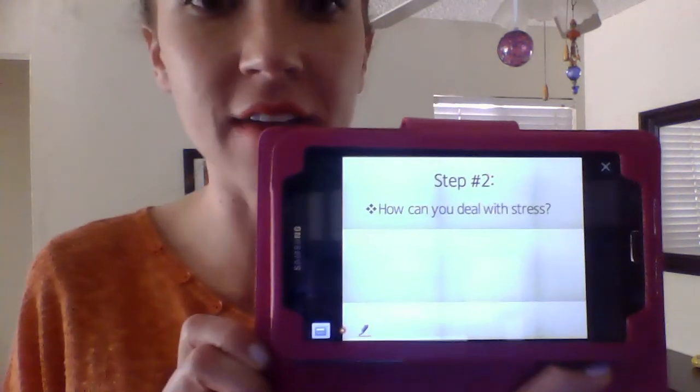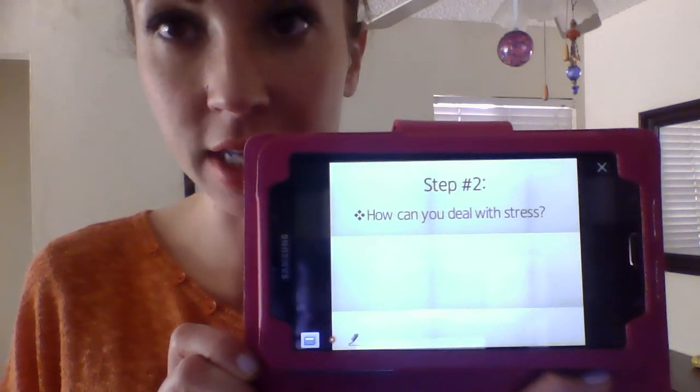So step number two, now that we've identified if we're stressed or not, and how our body might be reacting. If I'm noticing I have been really fatigued and really angry lately and I have been avoiding social situations and craving chocolate, gosh darn it, I love chocolate. And I realized that I have a lot of stressors, and now I see the ways it's affecting my body.